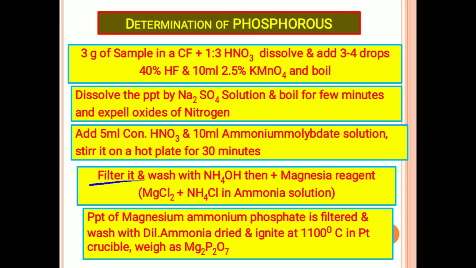After that, filter the precipitate, wash with ammonium hydroxide, then magnesia reagent. That magnesia reagent is nothing but the mixture of magnesium chloride and ammonium chloride in ammonia solution. Then the precipitate of magnesium ammonium phosphate is filtered and washed with dilute ammonia, dried and ignited at 1100 degrees Celsius in a platinum crucible. Then after ignition, the magnesium ammonium phosphate will be converted into magnesium pyrophosphate, that is Mg2P2O7.